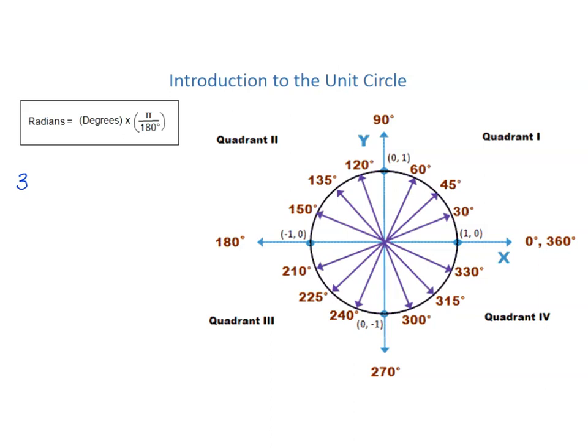Let's try 30 degrees. If I want to convert 30 degrees to radians, I have to do 30 times pi over 180. Now, in order to multiply a whole number and a fraction, I'm going to make them both fractions. And then I can do a little bit of canceling here. So for my answer, I'll get pi over 6. So 30 degrees is the same thing as pi over 6.